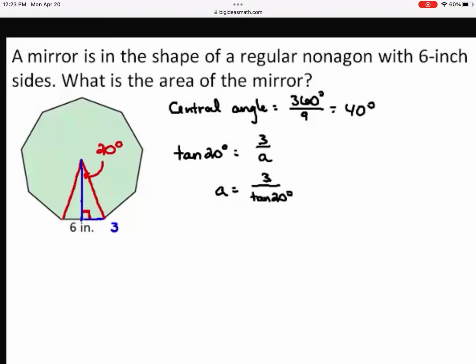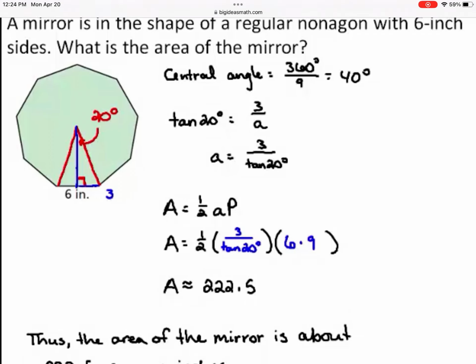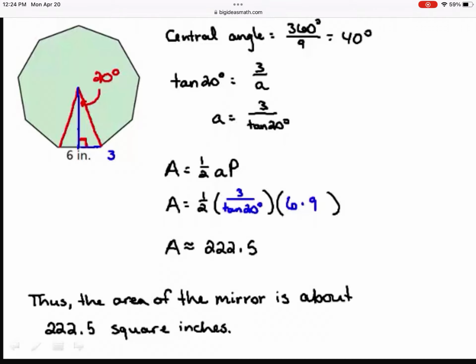Recall that the equation for the area of a polygon is A equals 1/2 times a times P, where a is the length of the apothem and P is the perimeter. So the area of the nonagon is A equals 1/2 times the quantity 3 divided by the tangent of 20 degrees times the quantity 6 times 9. So A is approximately 222 and 5/10ths. Thus the area of the mirror is about 222 and 5/10ths square inches.